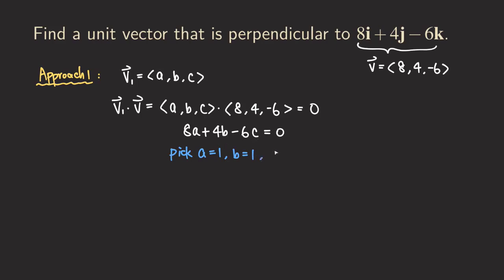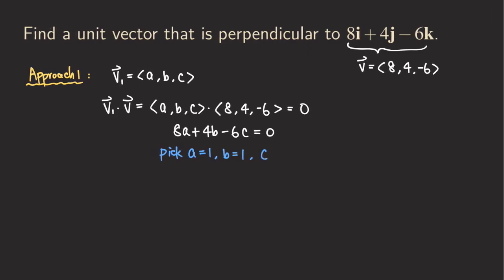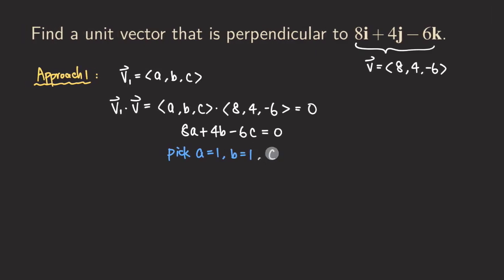So c must be what? Must be 2. So we actually come up with the answer for v1 already. What is v1? That gives us that v1 is equal to 1, 1, 2. Okay, so that's the vector that is perpendicular to this v here, because it comes from this equation.